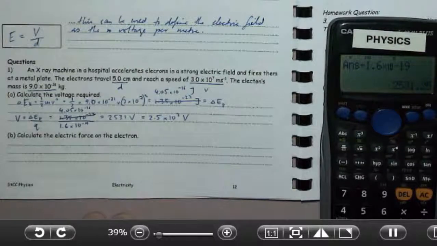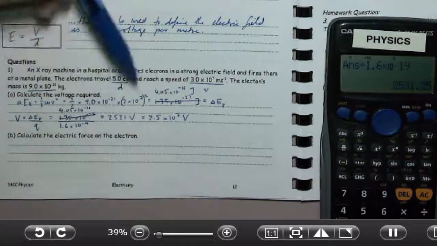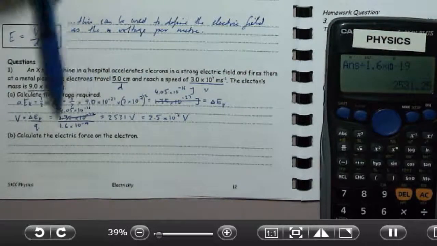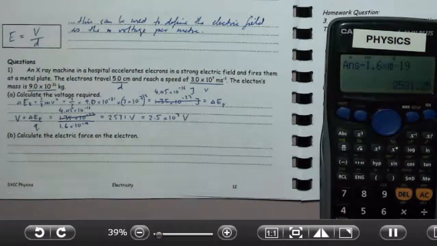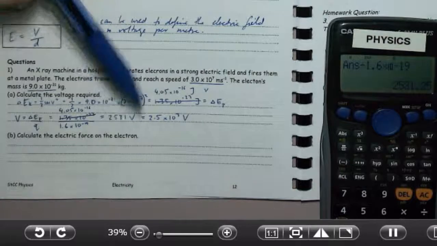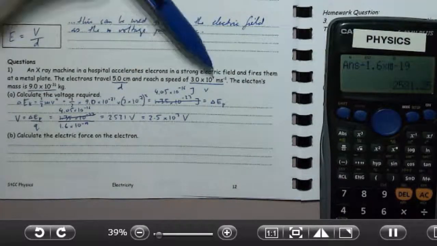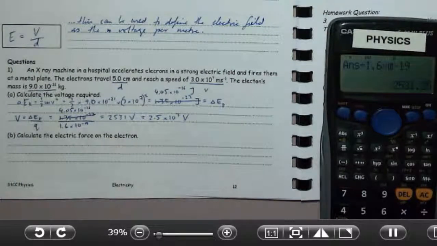Okay, so my mistake there was not squaring the velocity for the kinetic energy. I knew that my answer was wrong because I got a tiny voltage, and it didn't seem right that we'd be able to accelerate an electron to that speed with that small voltage.